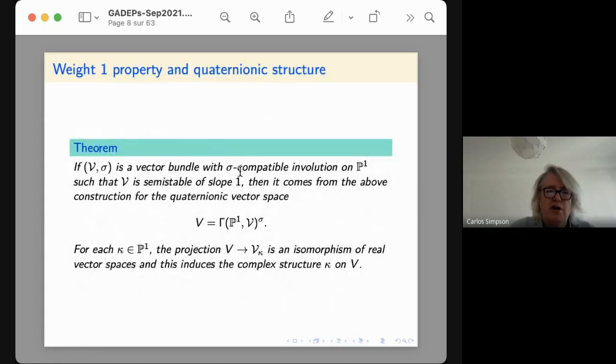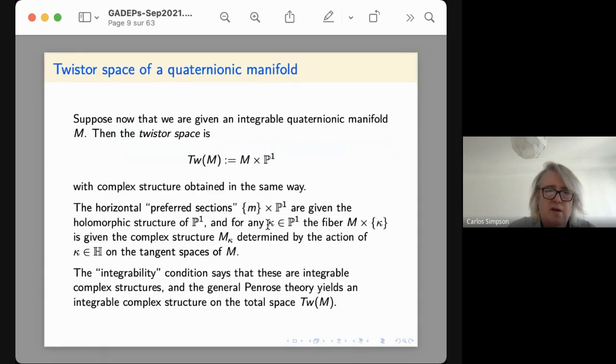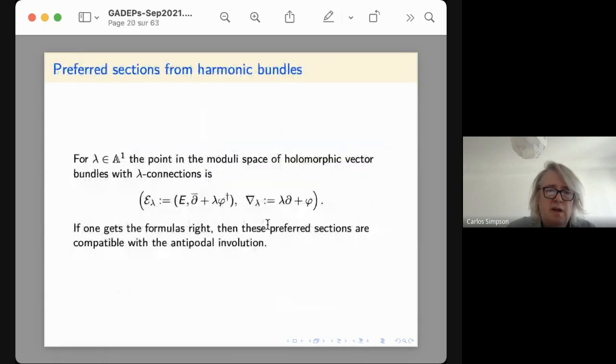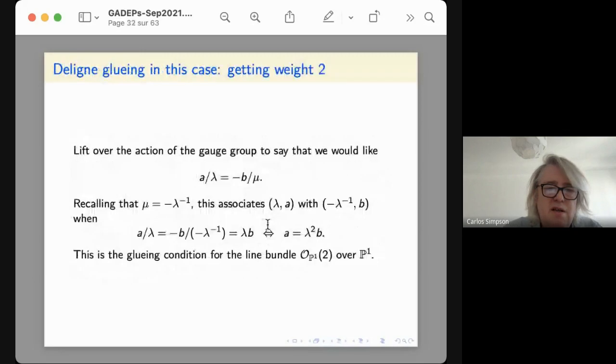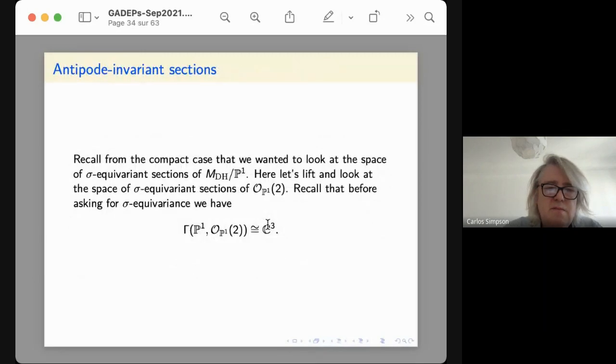In the original quaternionic stuff, right? The quaternionic vector space was a set of sigma invariant sections of the bundle. And in a similar way here, we'd like to look at the space of sigma equivariant sections of this thing. So if we lift over the action of the gauge group, that means we want to look at sigma equivariant sections of OP1 of 2.